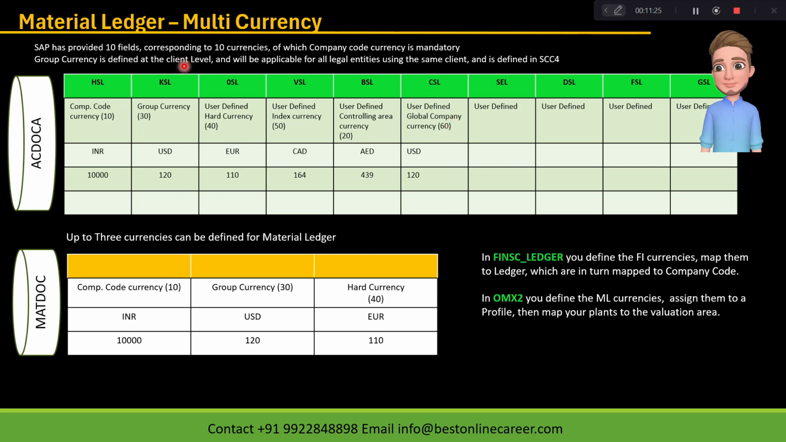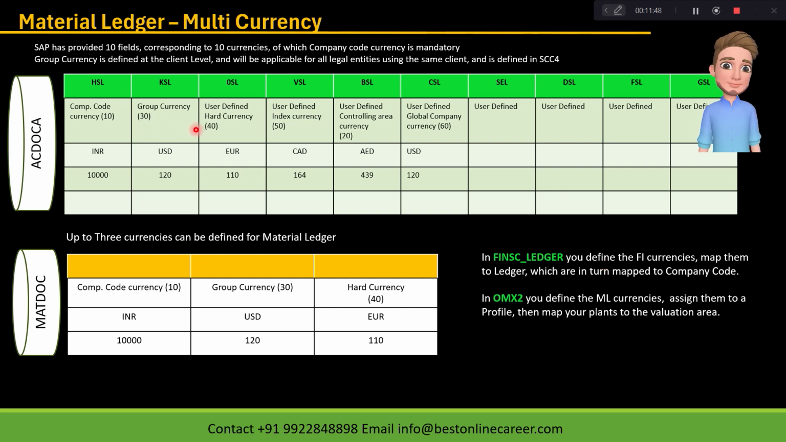All of these numbers are maintained in the ACDOCA table. Now where do you do this configuration? You do this configuration in FINSC_LEDGER. You define the FI currencies, map them to the ledger, which is in turn mapped to the company code. I will repeat this statement: in FINSC_LEDGER, you define the FI currencies.